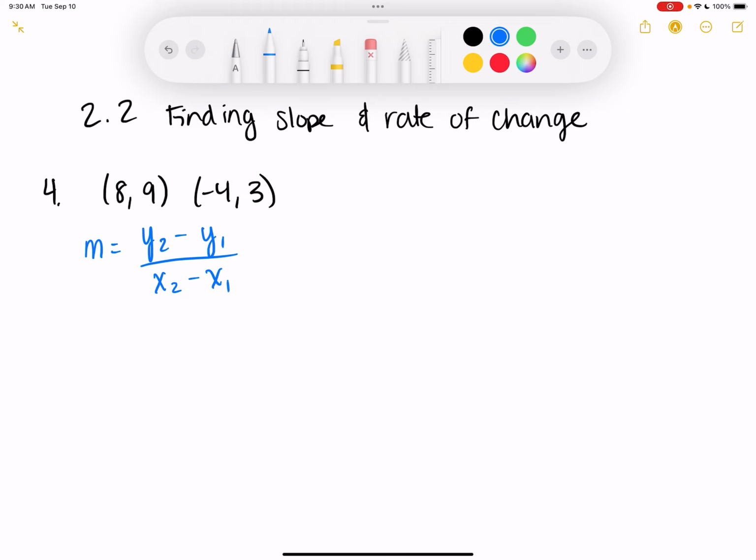Does it have to go in the order 2 and 1? Yes, it's the way the formula is written. But the follow-up question is, does it matter which point is 2 and which point is 1? No, as long as I'm consistent. This can't be point 2 for x and point 2 for y over here. This has to be point 1 and this has to be point 2 the whole time if I'm going to do it that way.